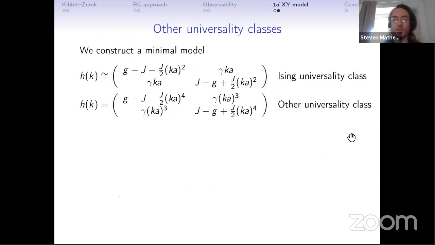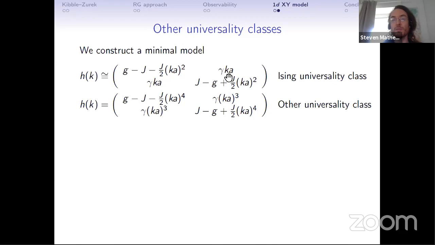So before I conclude, I'd like to emphasize that this analysis of this 1D model can give us more information than just what I showed. For example, we can look at different universality classes. So I write again here this two-level system for the Ising universality class expanded in powers of momentum, where we have this 2 and 1 exponent leading to the Ising universality class.